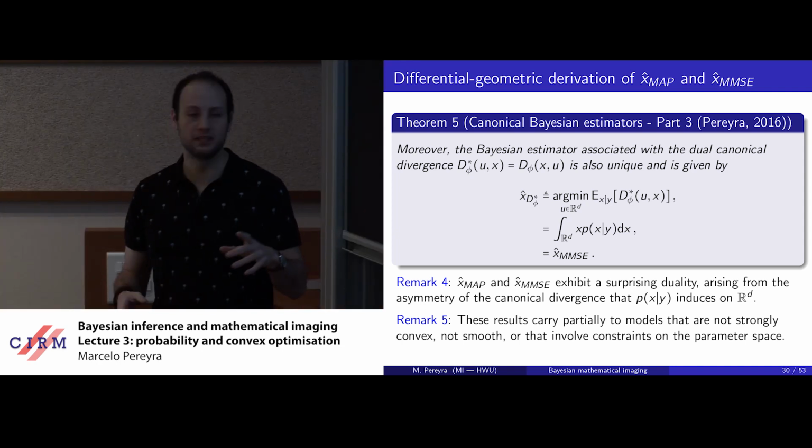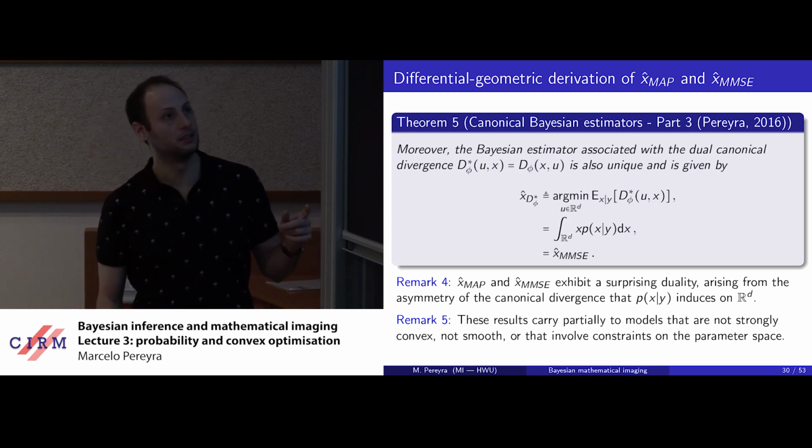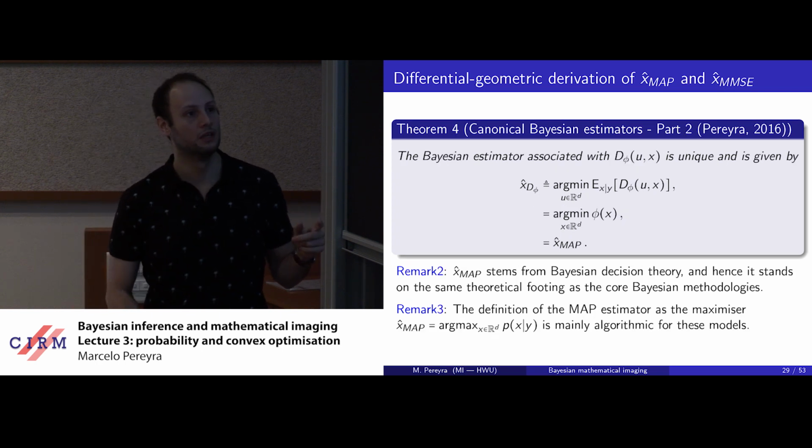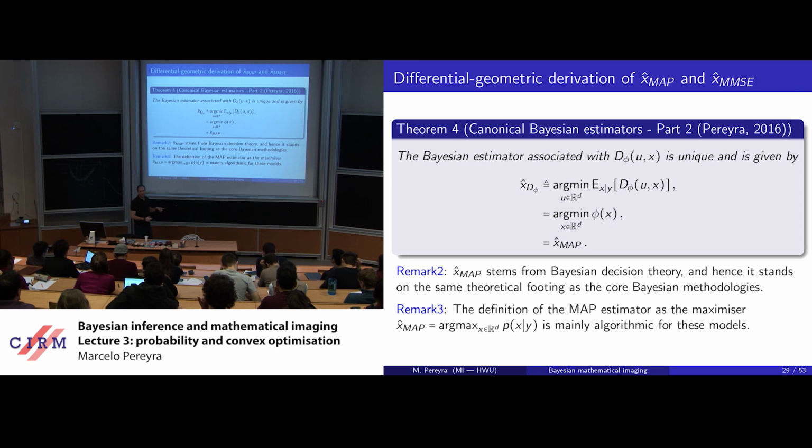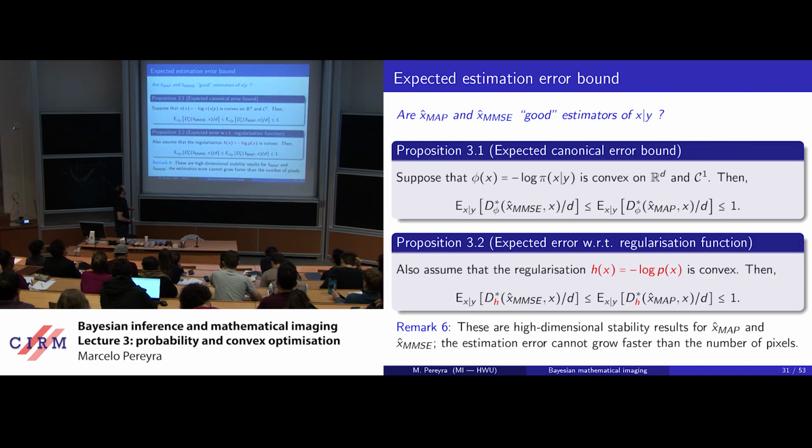A few things carry. So the fact that the MAP estimator is the minimizer of the Bregman divergence survives if you don't have differentiability. But then it doesn't make sense to talk about a Riemannian manifold, because if you don't have differentiability, then you're in very tricky lands when it comes to Riemannian manifolds that have degenerate metrics and so forth. Okay.